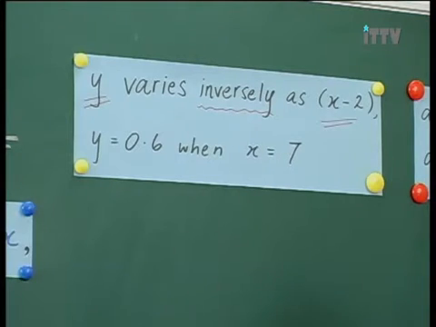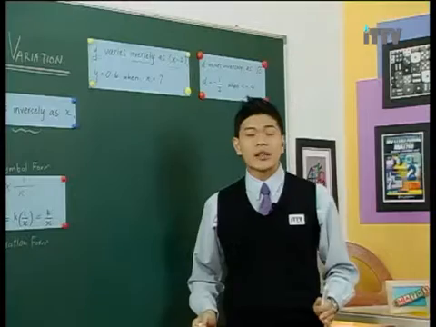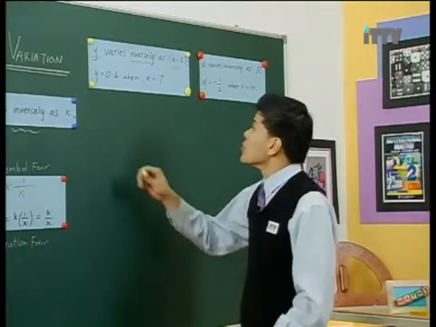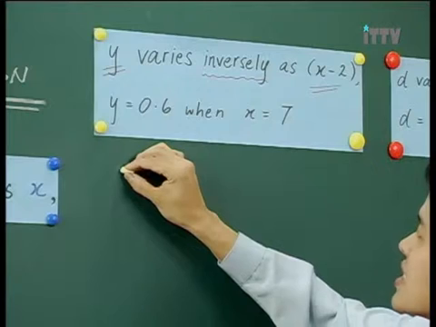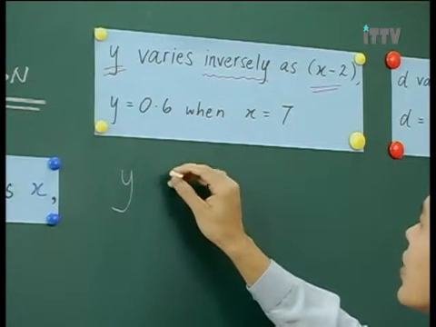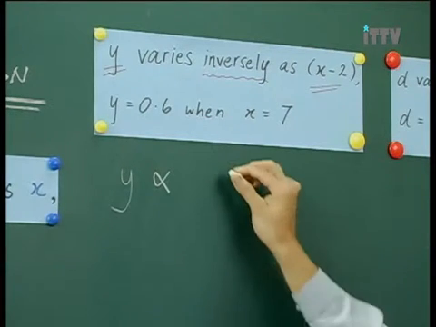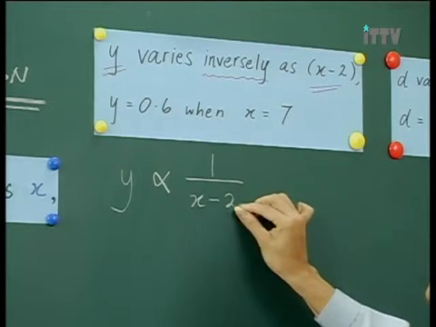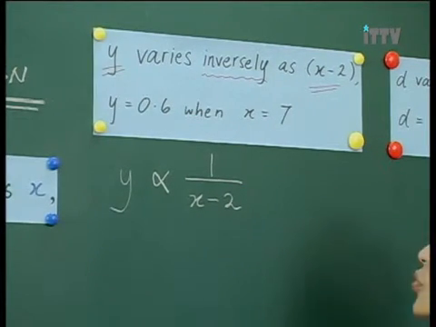So now y is 0.6 when x is 7. Express y in terms of x. Every time you are asked to express y in terms of x, remember, you are about to find an equation. So remember, step 1, write down using the symbol form. y varies inversely, so y varies as 1 over x minus 2. This is enough to tell you the inverse variation is about to occur.